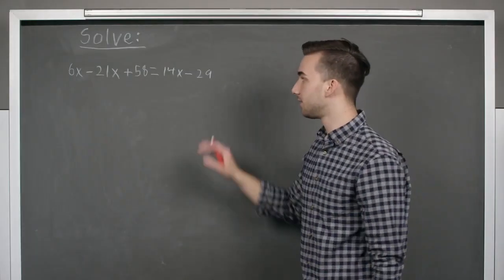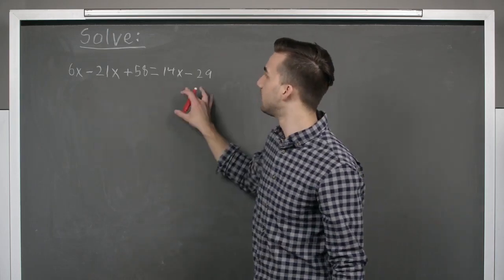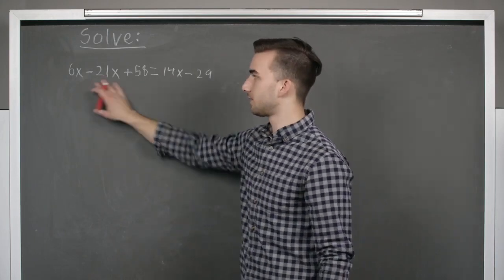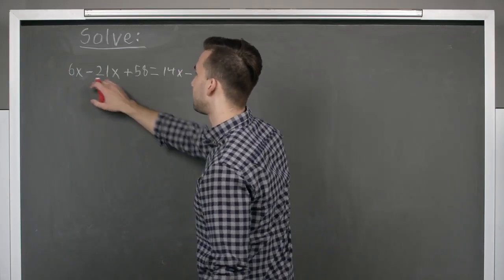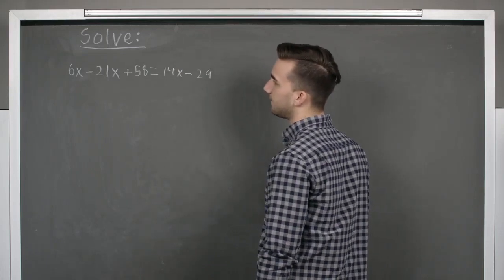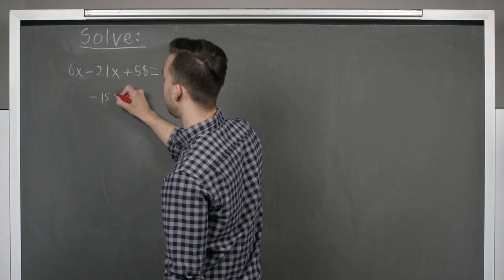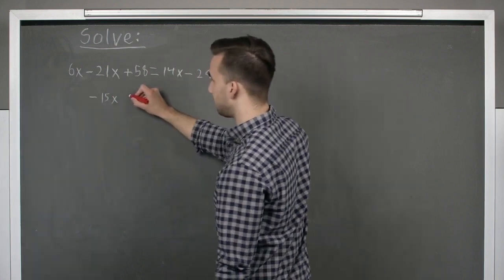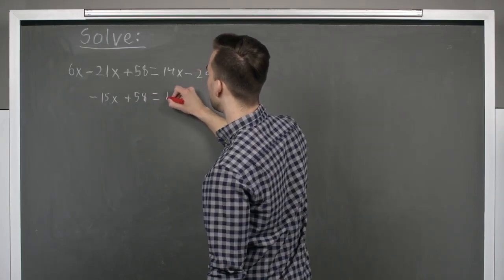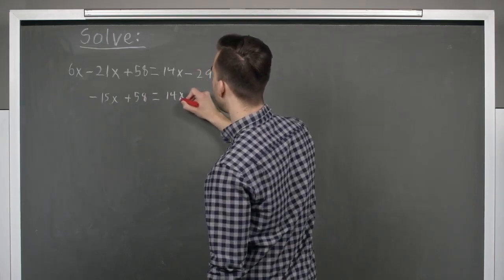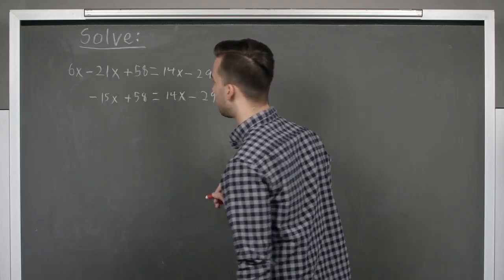Here we have another equation that we can solve by manipulating both sides. But over here we can just combine like terms first to make things less confusing. So what is 6x minus 21x? That gives us minus 15x. So we have minus 15x plus 58 equals 14x minus 29. So what do we need to do?